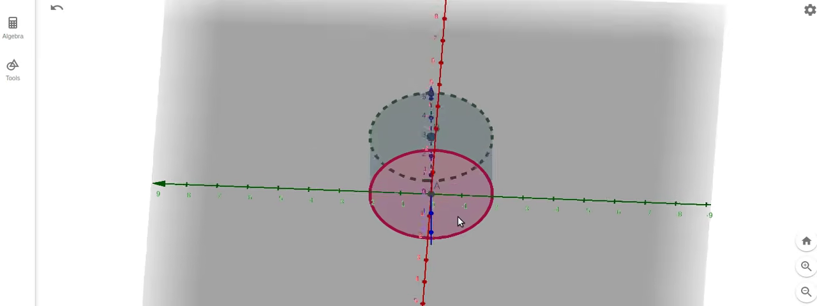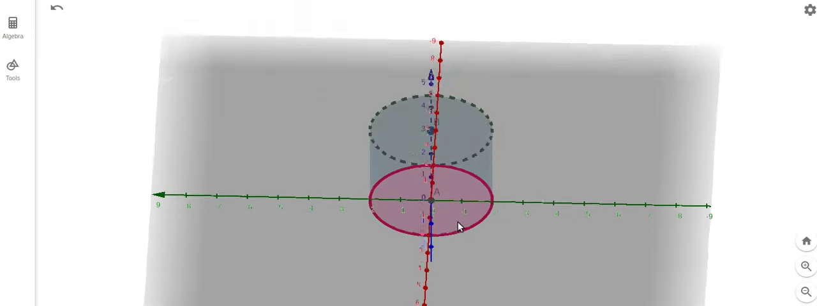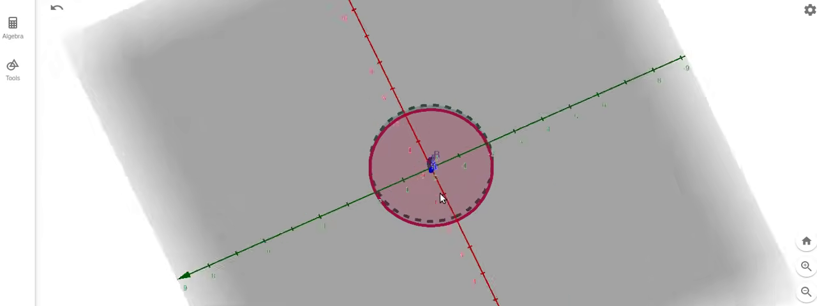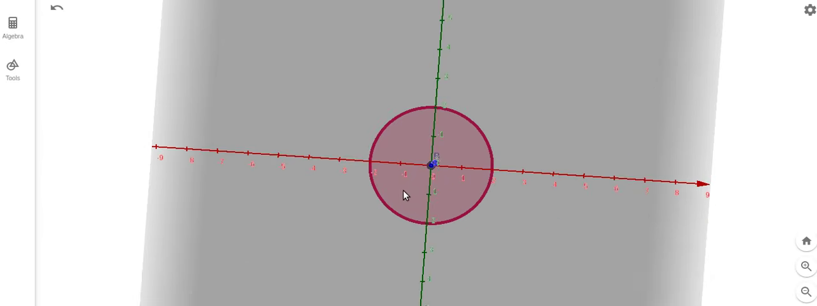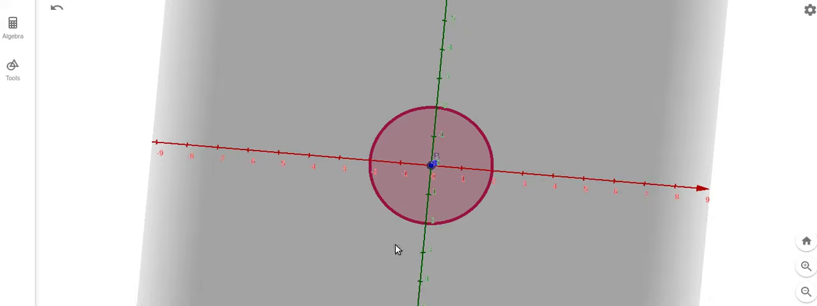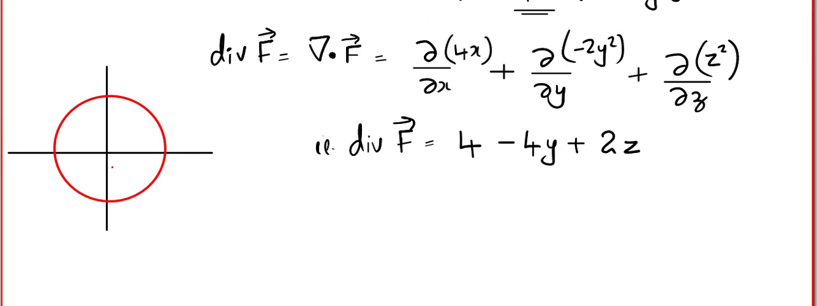I'm not worried about the height part now, I'm just drawing the circle. Can you see the x-axis, y-axis, and this circle? Now, what is the radius of the circle? 2 units. So this is 2, and this is x equal to minus 2.